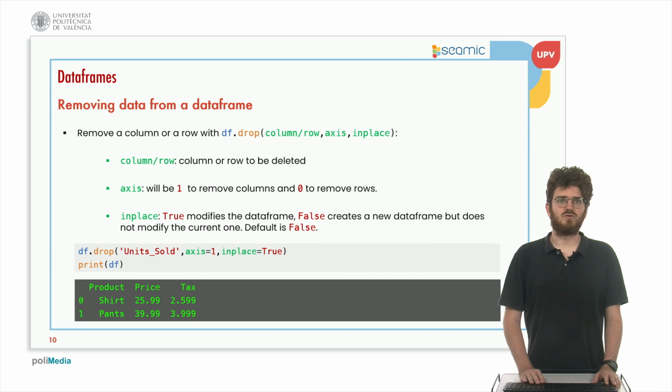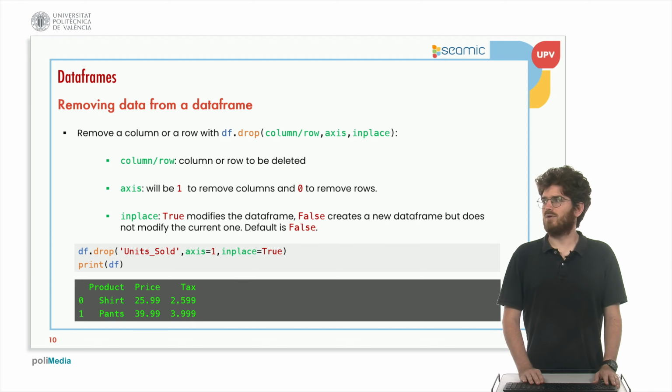If you want, you can remove data from a data frame. In this case, you need to select the column or the row that is going to be deleted, and then select the axis. So you'll place a 1 to remove columns and a 0 to remove rows. This is because the column and the rows can be named with similar elements. So for example, if the product column was named with a 0, we wouldn't know if we said drop 0, we wouldn't know if we were to be dropping the row or the column.